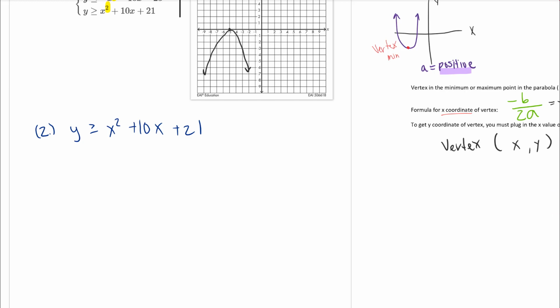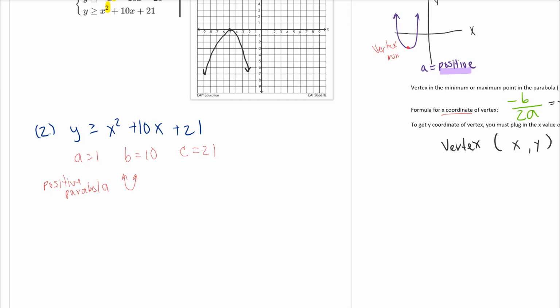So the second equation that they gave me was y is greater than or equal to x squared plus 10x plus 21. So I can get my a value as a positive 1, my b is a positive 10, and my c is 21. So this tells me that I'm going to have a positive parabola, since my a value is positive.